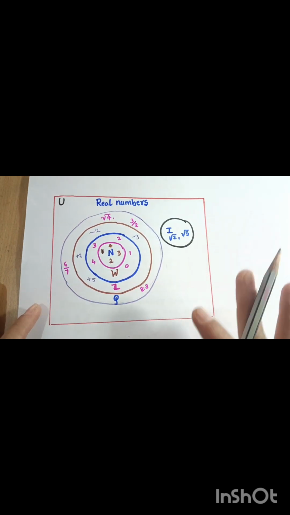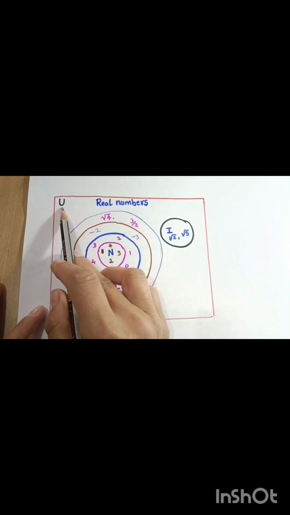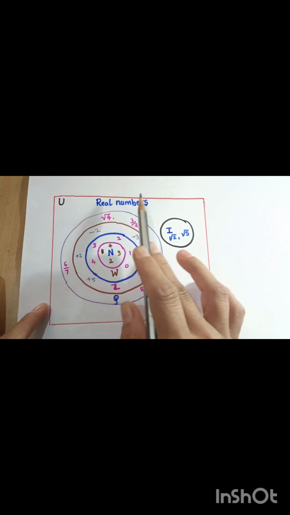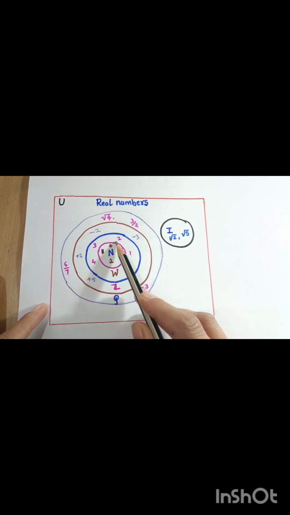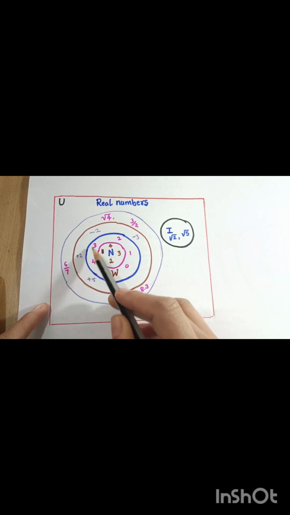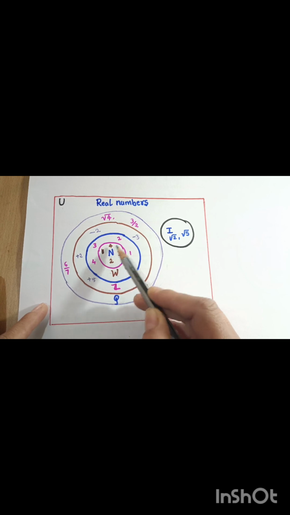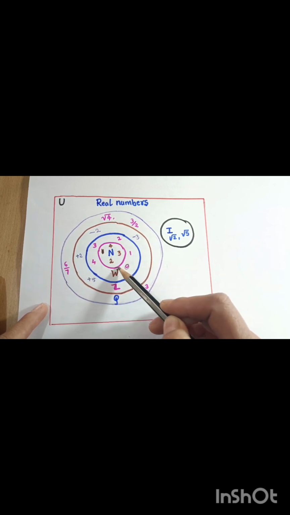Okay. So this is the set, and this is called union. Union means united. Now see here, what is the relation? In the middle, natural numbers are there. N means natural numbers, 1, 2, 3, 4, and so on. Next come whole numbers. Whole numbers contain 0 along with the natural numbers. This set is whole numbers.